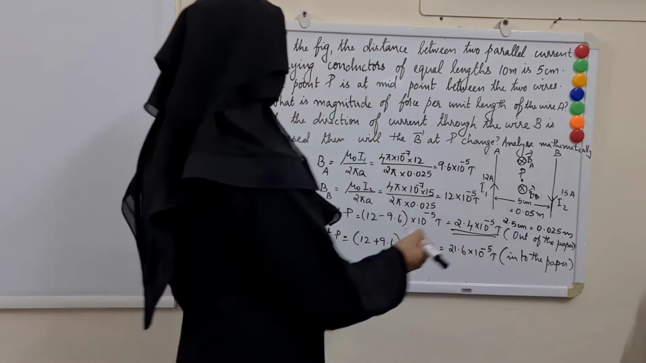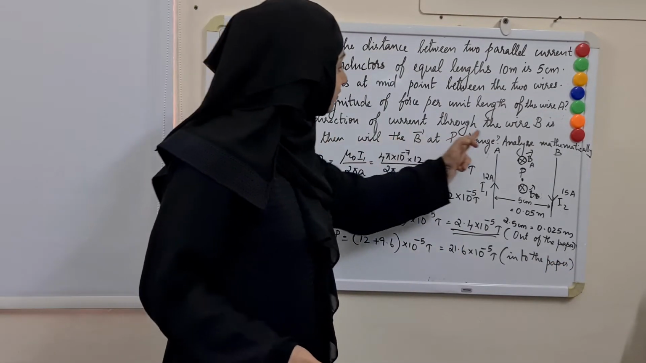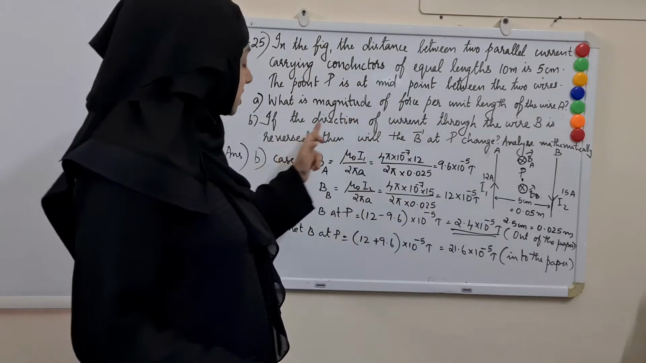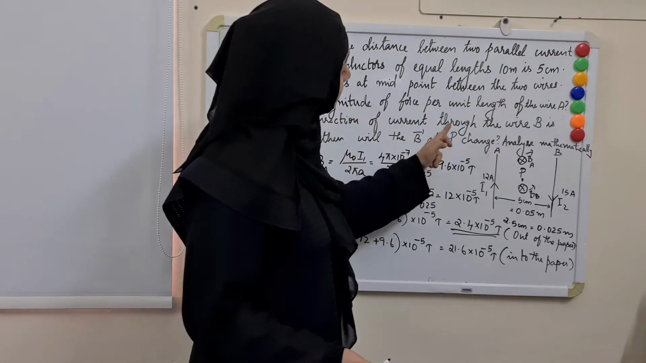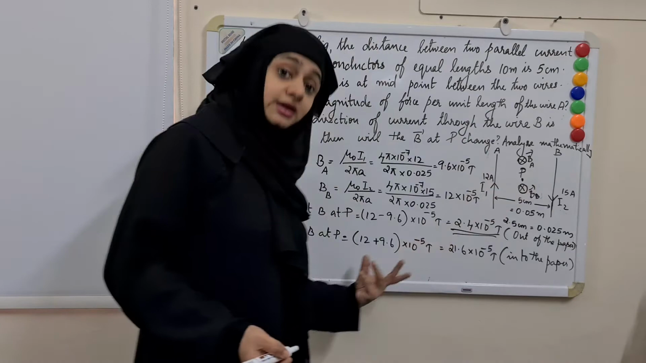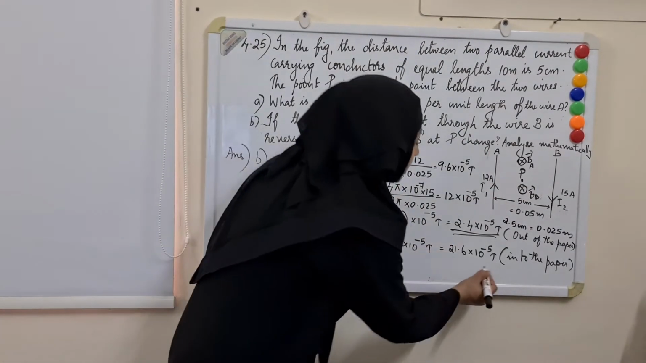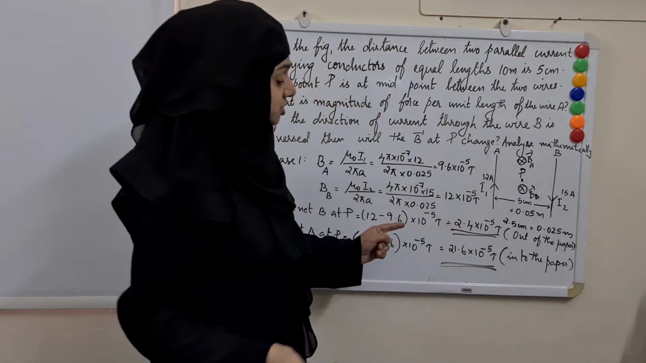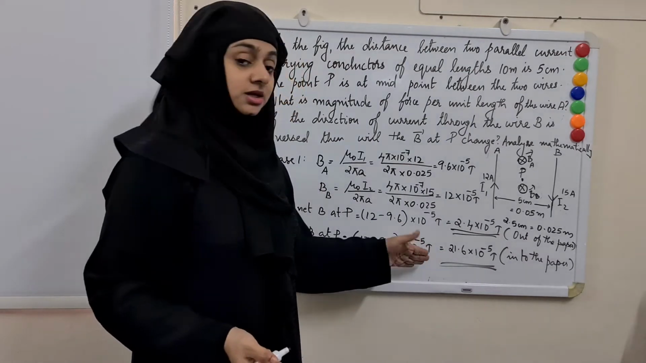So let me see the question again. If the direction of current through wire B is reversed, then will the magnetic field B at P change? Yes, the magnetic field at P will change. That is the answer. It will change.